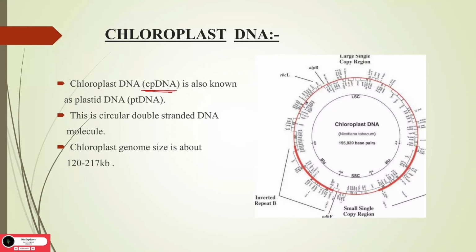Chloroplast DNA is also known as plastid DNA. This is a circular double-stranded DNA molecule, and the genome size is about 120 to 217 kilobases. So this is the general structure of the chloroplast DNA.